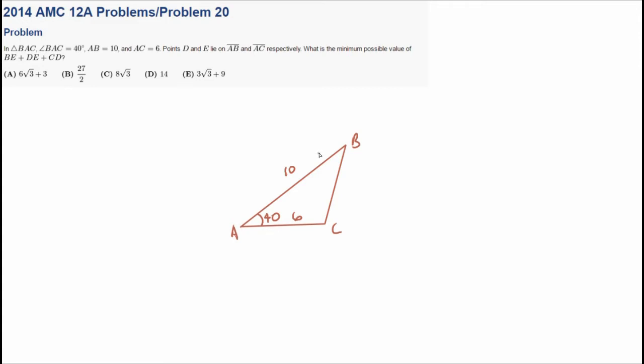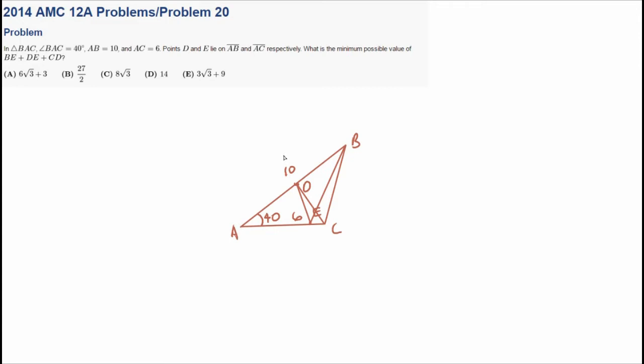Points D and E lie on AB and AC respectively. So let's just say this is D. This is E. Let's see what happens. The minimum possible value of BE plus DE plus CD. So BE, if I can draw it, that would be BE plus DE plus DC. So that distance. What is the smallest possible value of that?